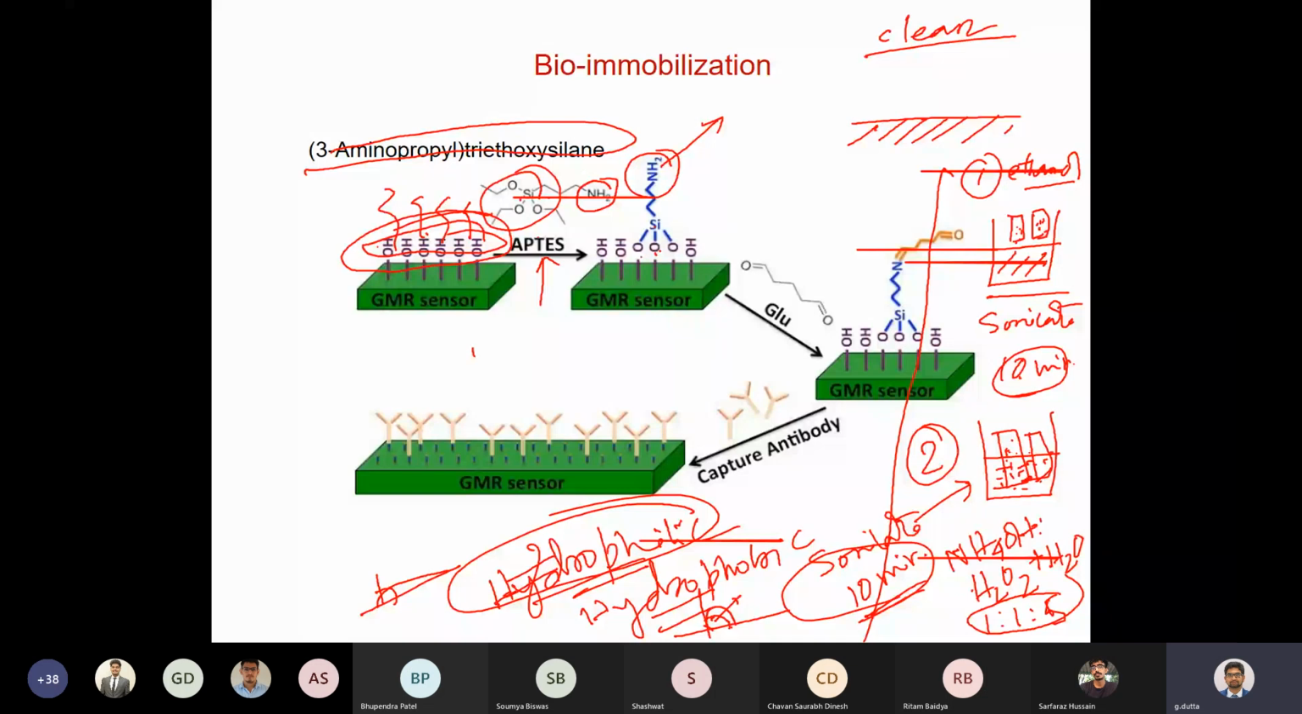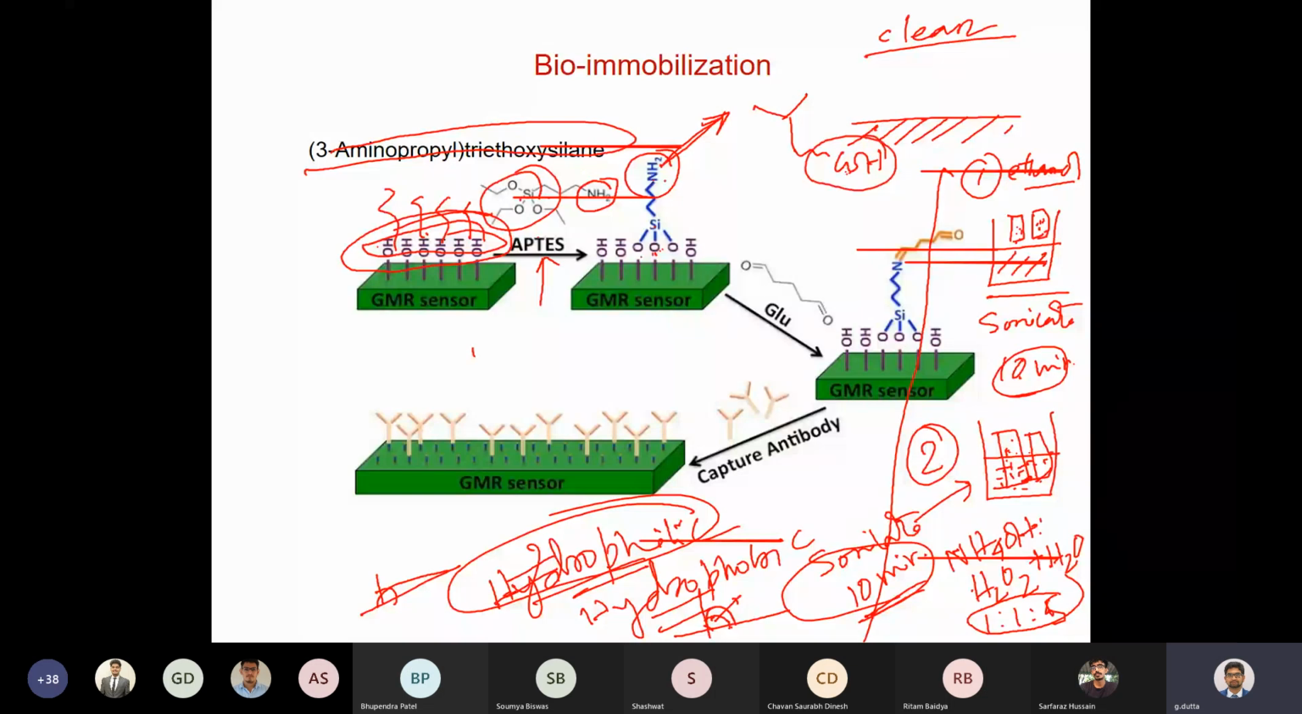Your primary antibody also contains a carboxylic group, so that carboxylic acid group can react with the amine group. Or there is another process. I am teaching you so many procedures; you just have to understand, no need to remember. So you have COOH in your antibody, and now you have created amine groups on the surface. This NH2 and COOH can react together with the help of EDC plus NHS, right?